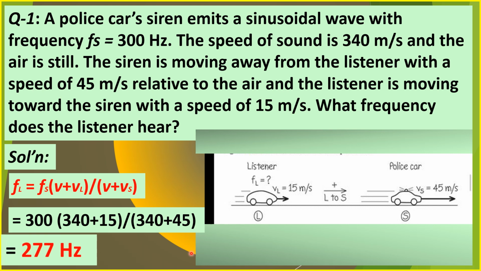All right, so as expected, the observed frequency is lower than the frequency of the source, inasmuch as the source, which is the police car siren, is moving faster and moving farther and farther away. So naturally, the frequency that is observed by the listener will be lower.